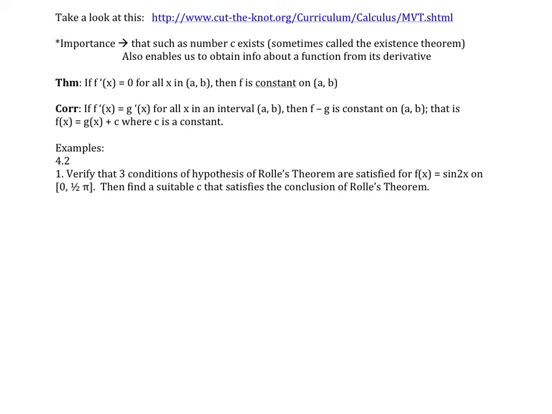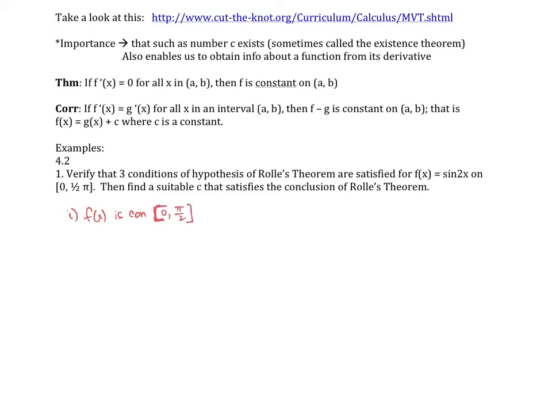So for this problem, it says verify the 3 conditions of the hypotheses of Rolle's theorem are satisfied for f of x equals 2 sine 2x on 0 to 1/2 pi, which is pi over 2, then find a suitable c that satisfies the conclusion of Rolle's theorem. Okay, so Rolle's theorem. Again, let's review what we have to do. We have to do 3 things. The first thing is we need to determine if f of x is continuous on the closed interval from 0 to pi over 2.